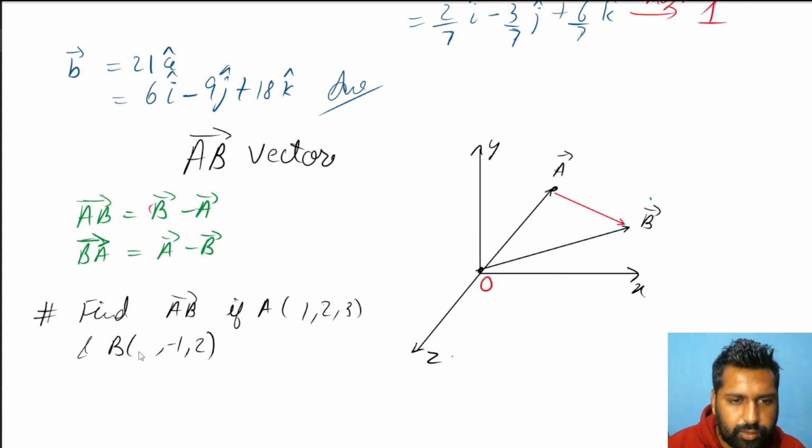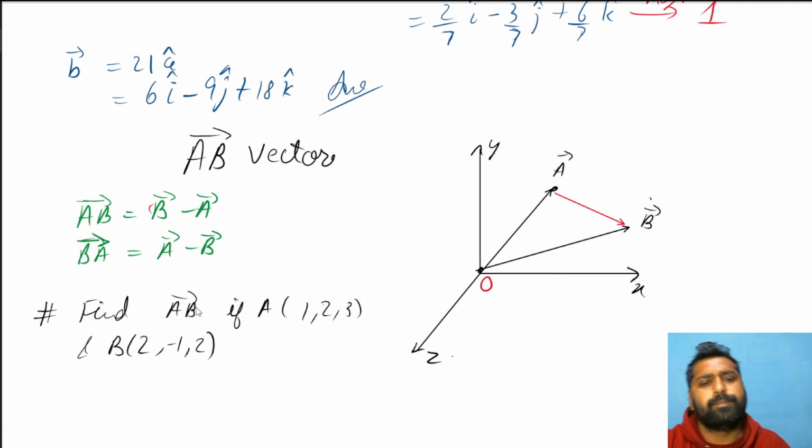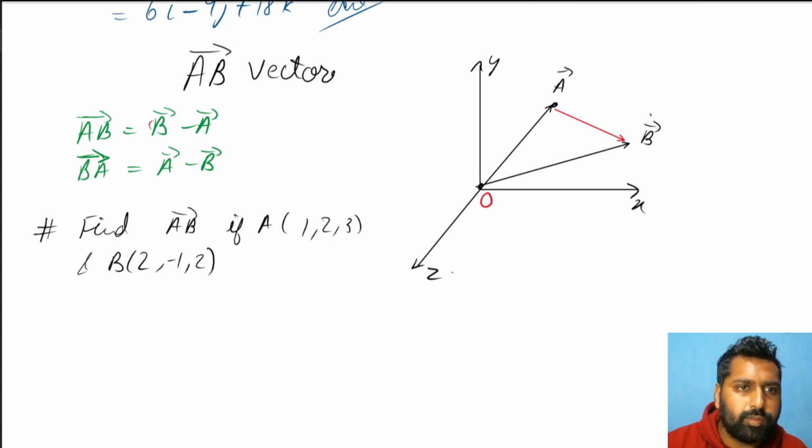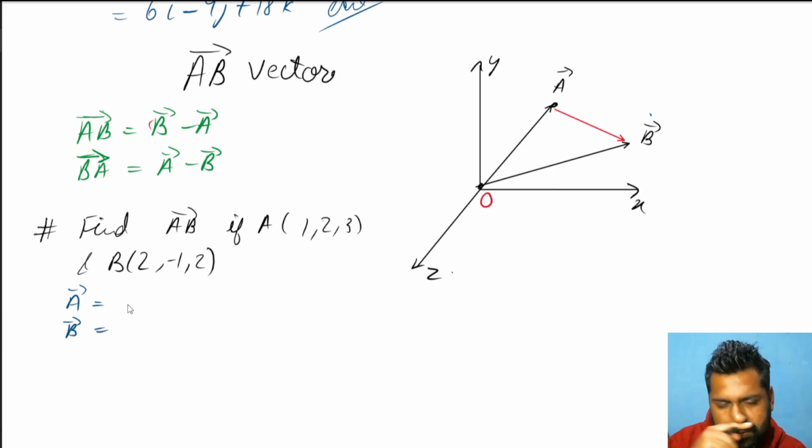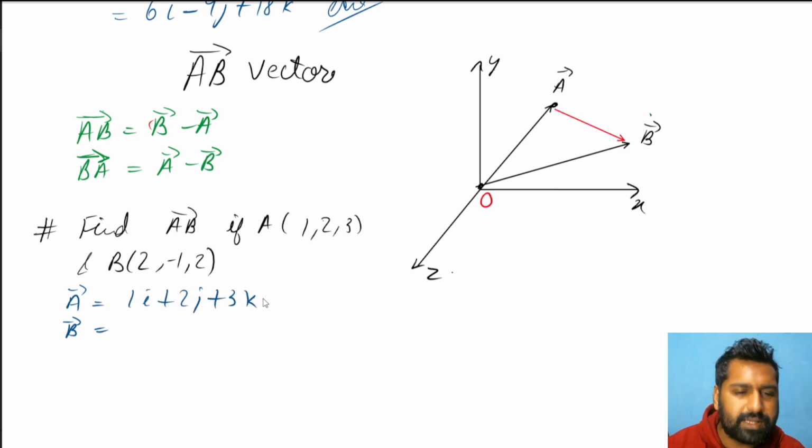Let's write 2, 1, minus 2. Okay. So if you want the AB vector, first of all write A vector, write B vector. How do you write A vector, B vector? Basically you put i, j, k with them. So 1i plus 2j plus 3k. It's as simple as that. B vector you want to write 2i minus 1j plus 2k. Okay, i, j, k, i, j, k.